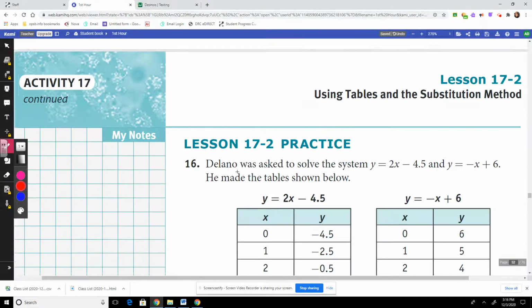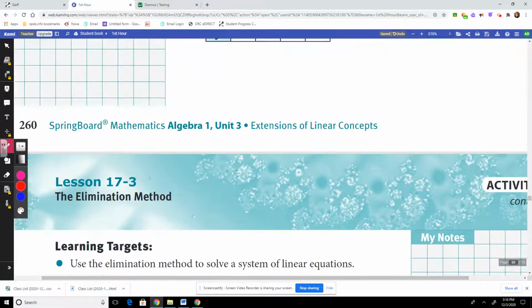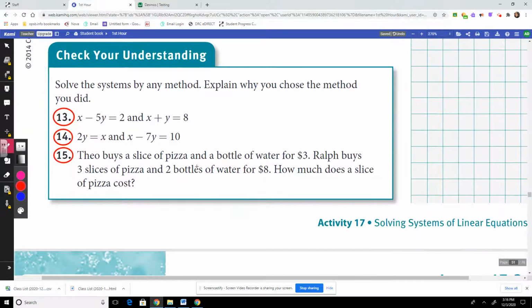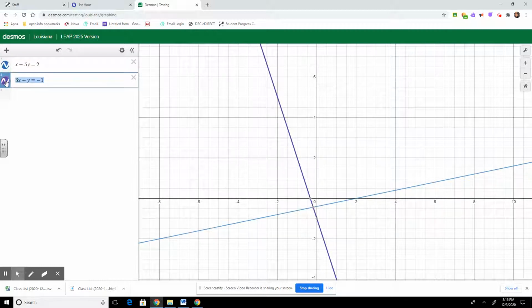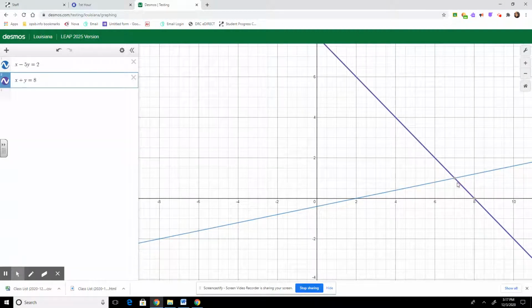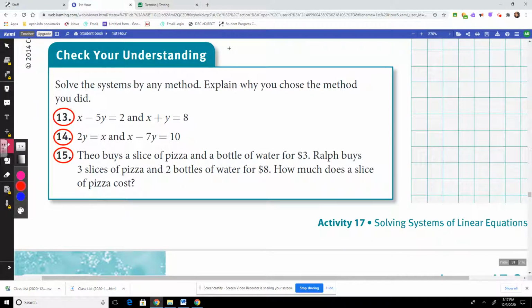Okay, check your understanding. I believe this is the last part that I'm going to do with y'all. Yep, this is going to be a short video. So check your understanding. On 13, both of these are in standard form, so again, I want you to use Desmos. So x minus 5y equals 2, and x plus y equals 8. Those two lines cross or intersect at 7, 1. So on 13, I want you to write 7, 1.